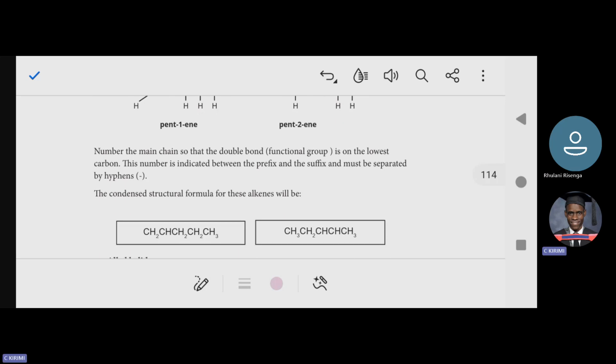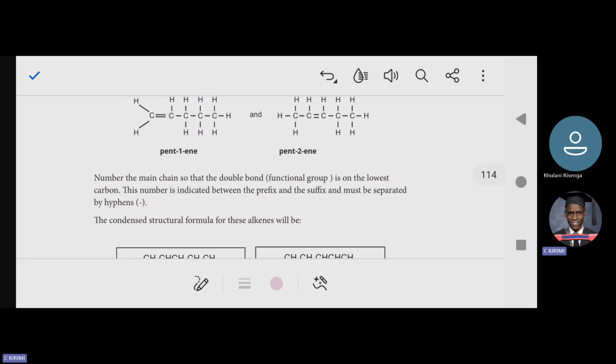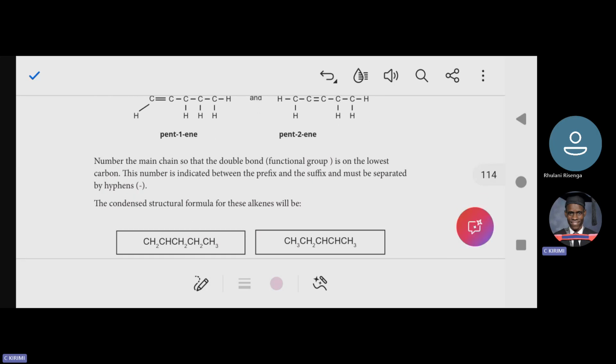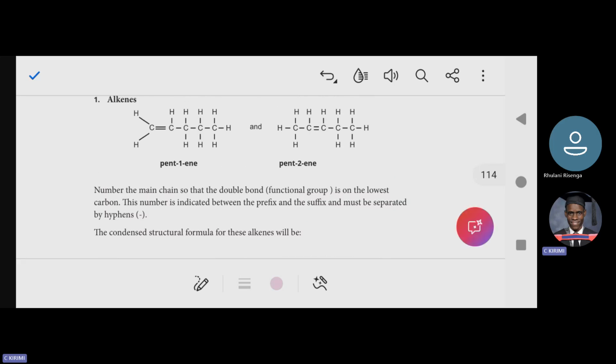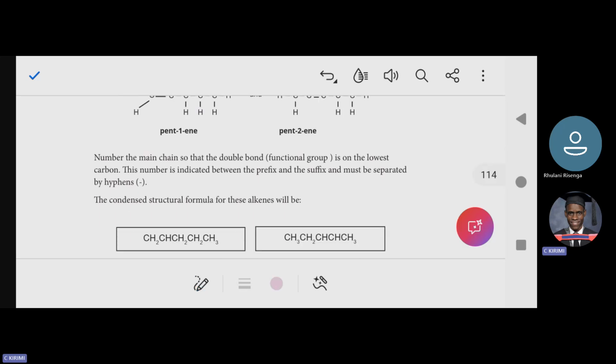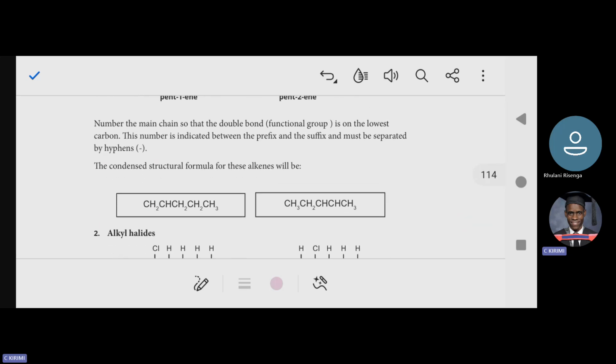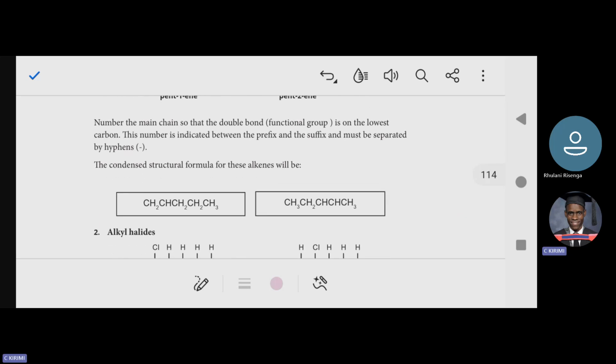Then the condensed structural formula is what it looks like there. So you have CH2, and then you have a CH, then you have another. So you'll be moving according to the bonds, how the bonds are attached. So you start with the CH2, then CH, then you move to the CH2, CH2, CH2, then you have CH3. So how many CH2s? We are having 2 and then CH3. That is the condensed structure.